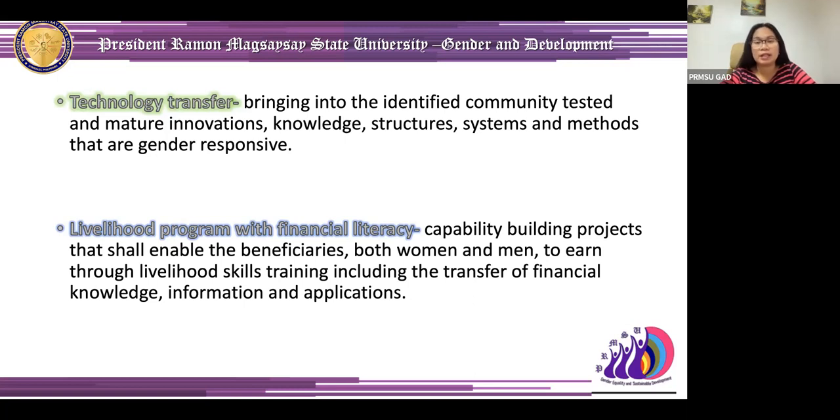And then there can also be a livelihood program with financial literacy. It is capability building projects that shall enable the beneficiaries, both men and women, to earn through livelihood skills training, including the transfer of financial knowledge, information, and applications. So whenever we introduce to them a livelihood program, it is very important that we also teach them how to manage their finances involved in their earnings in that particular livelihood program.